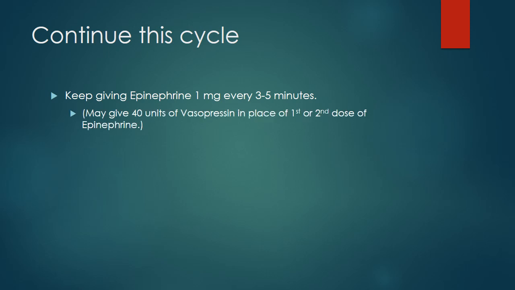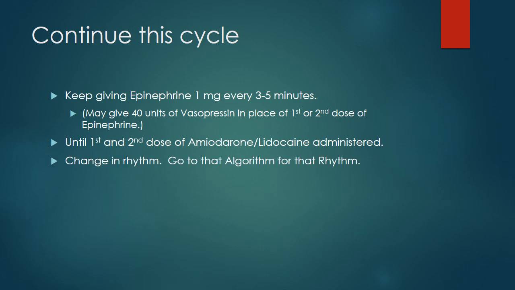And as a note, you may give 40 units of vasopressin in place of the first or second dose of epinephrine. Also keep going until you've given the first and second dose of amiodarone or lidocaine. If there's any change in the rhythm, go to that algorithm for that rhythm.